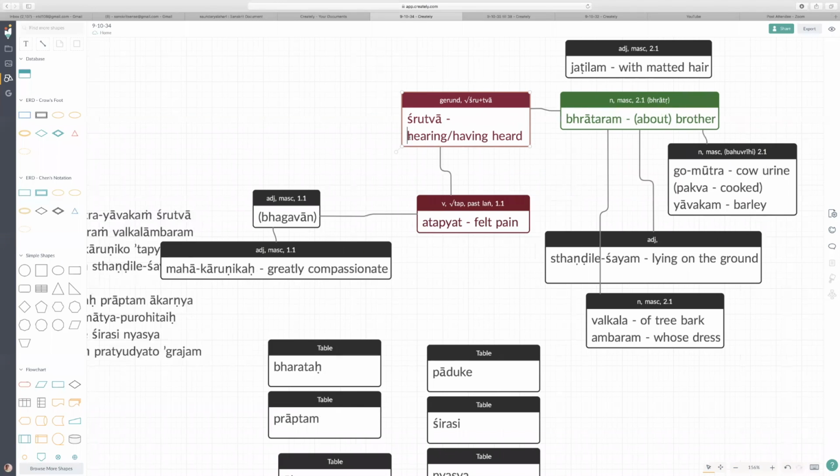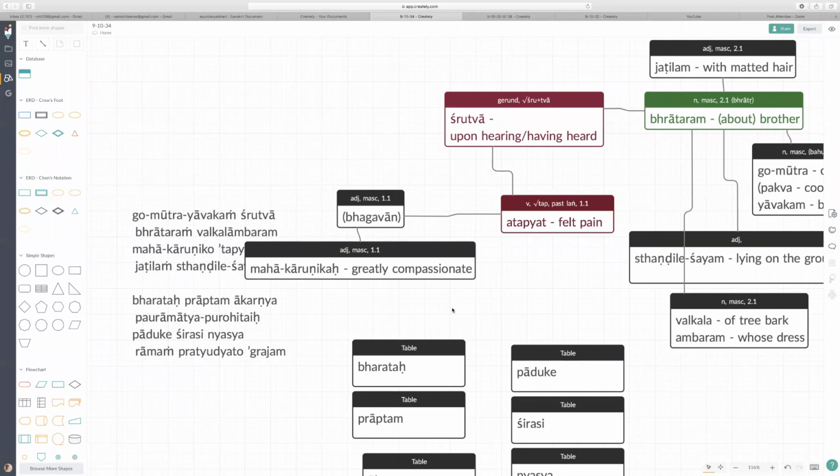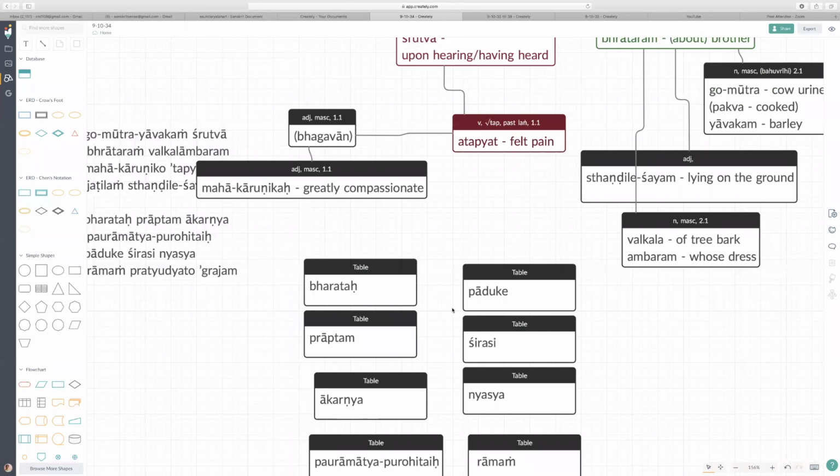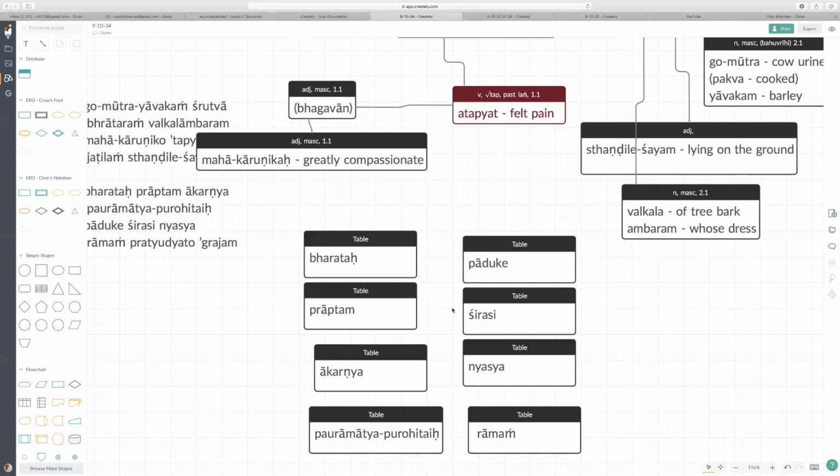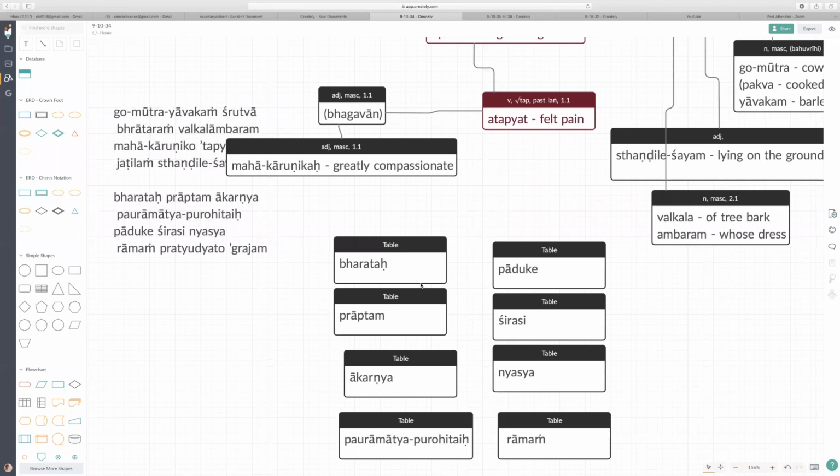upon hearing about his brother who had matted hair and all these descriptions. That's the sentence. Then the next verse goes: Bharataha. Oh, sorry, Bharataha. That's the brother. Masculine, 1-1. It's the name, Bharata.